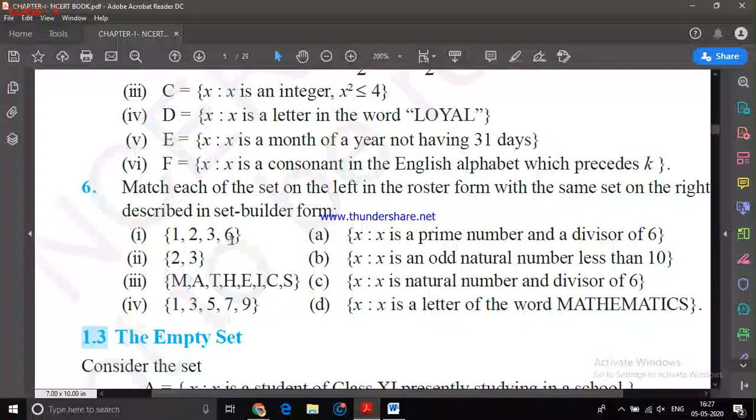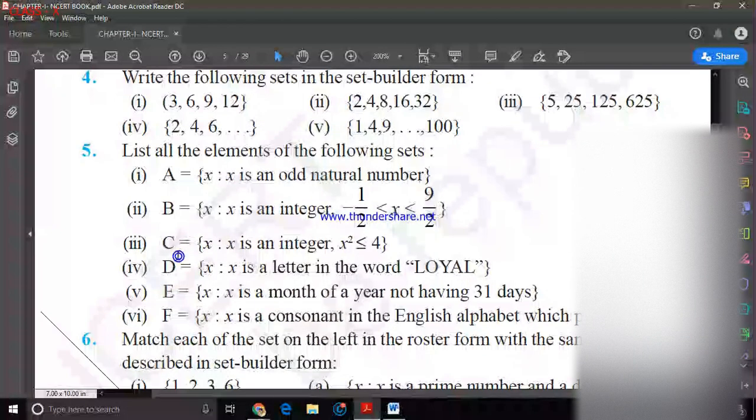I think for the first question the answer can be A or it can be C. There are two similarities, but he said prime number here. You can see 6 is not a prime number, 1 is not a prime number. So the first question answer is C, a natural number and divisor of 6. These all are natural numbers 1, 2, 3, 6, and each one is a divisor of 6. Now 2, 3.